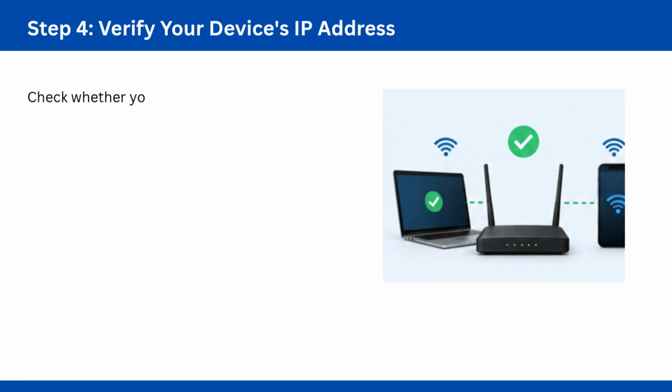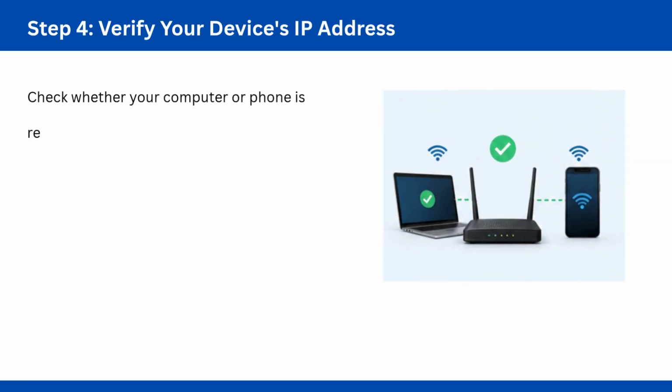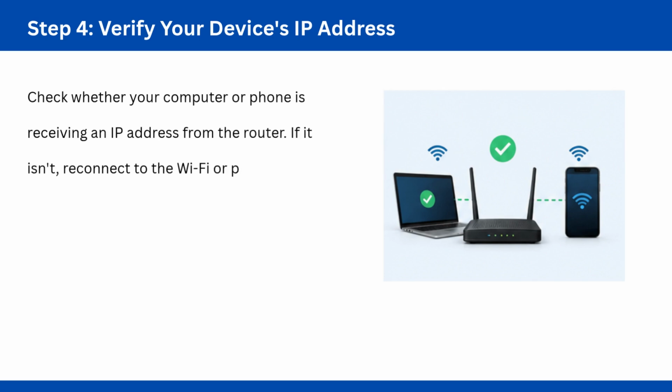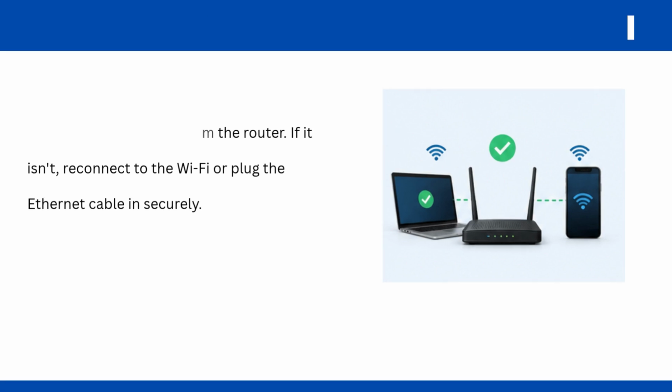Step 4. Verify your device's IP address. Check whether your computer or phone is receiving an IP address from the router. If it isn't, reconnect to the Wi-Fi or plug the Ethernet cable in securely.